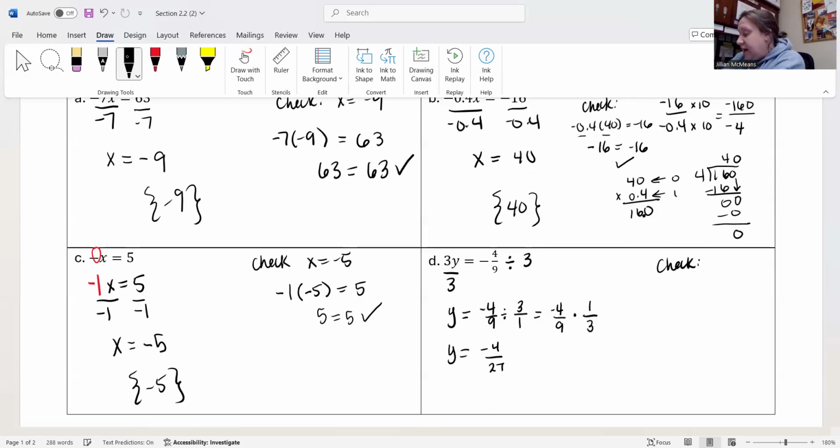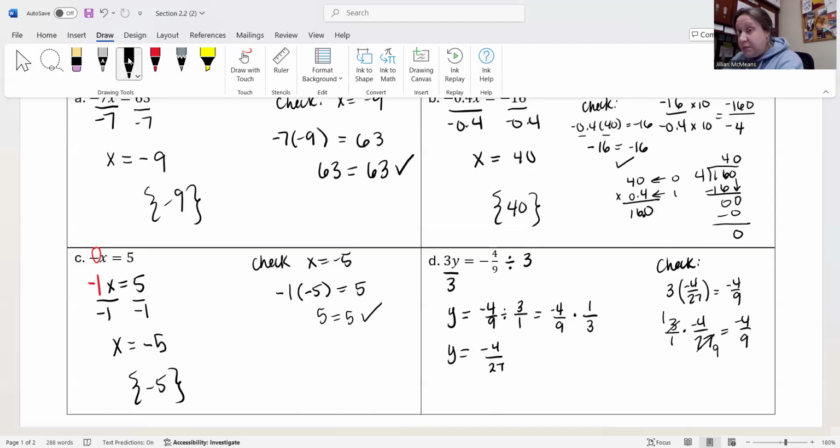So when I check this, I get 3 times negative 4/27, hopefully equals negative 4/9. I'm going to go ahead and write this 3 as 3/1 times negative 4/27. Now, in previous videos where I talked about multiplying and dividing fractions, we broke down the numbers, the numerators and denominators, as factors. Here, I want you to really get to the point where you can sort of do some of this in your head. 3 and 27 are both divisible by 3. So 3 divided by 3 is 1. 27 divided by 3 is 9.